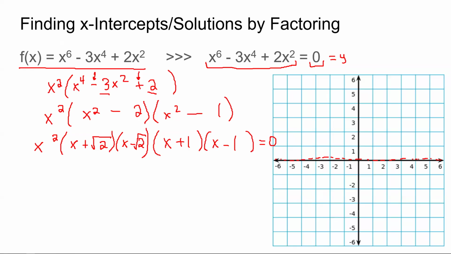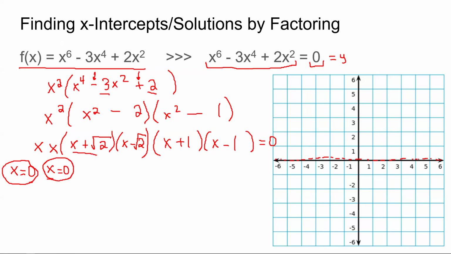So one thing you may want to do here, this x squared, I really could write that x times x, couldn't I? There's really two x's there. So I could set that first x equal to 0. I could set the second x equal to 0. And those are two solutions of my polynomial.